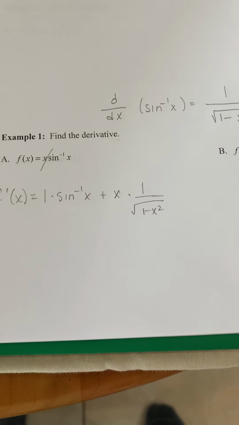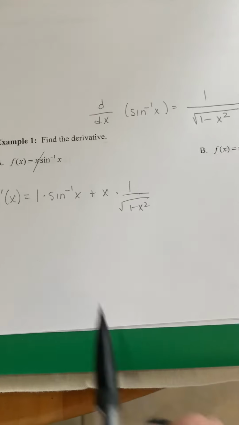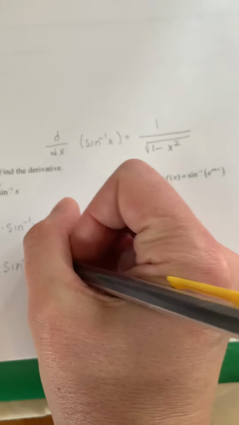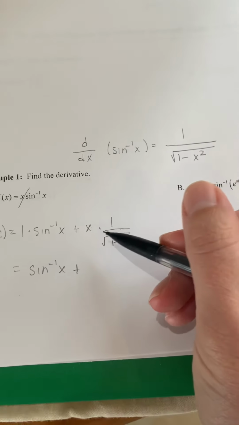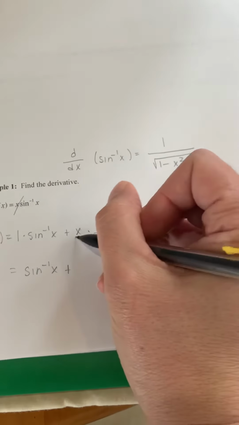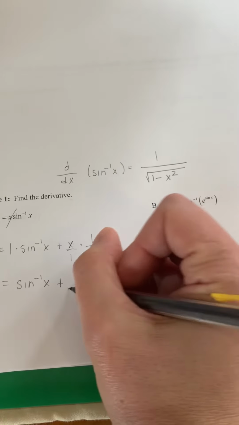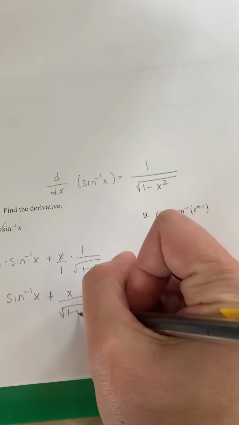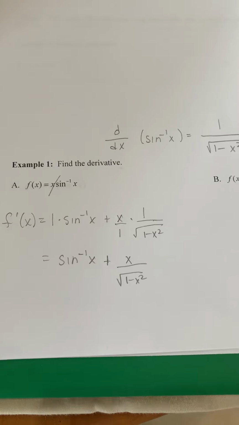There really isn't much that we can do to this at this point. To make it maybe a little bit cleaner, we don't need to really write the 1. So we have sine inverse of x at the start, and then it's nice to combine these, since this has a denominator of 1, to put the x on top of the square root. Okay, and that completes that problem.